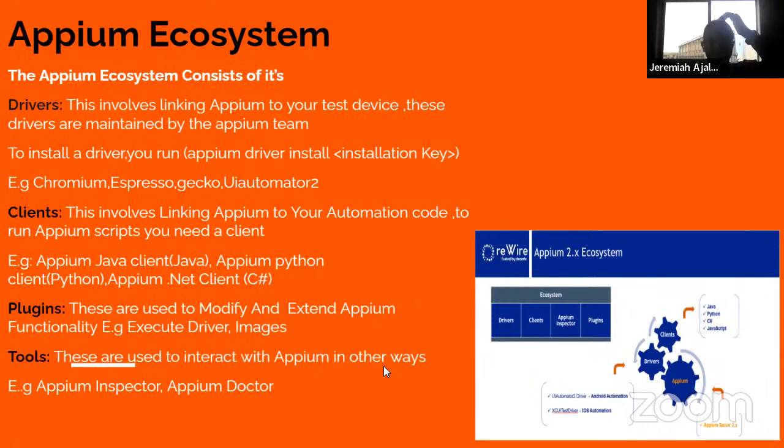Then the plugins are used to modify and add extra functionalities to your app. In the same way, if we're using Cordova, you have plugins for camera, geolocation and so on. In the same way, you can use plugins here. Then we have our tools. The tools are used to interact with APM when you have issues and want to debug your code or your script. That's what the tools are used for.